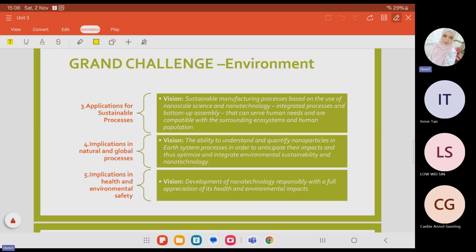And number four is the implications in natural and global processes, for higher use of natural resources and also in terms of water purification systems. Number five is the implications for human health and environmental safety. In terms of nanomedicines, we want to improve human health. The development of nanotechnology must be responsible, with full appreciation of its health and environmental impacts.